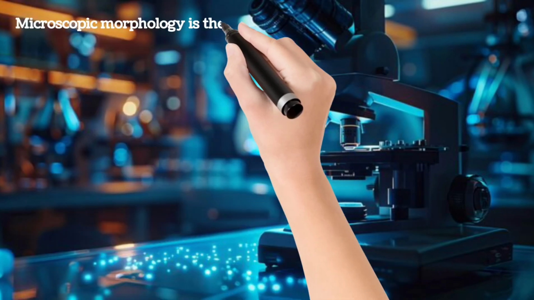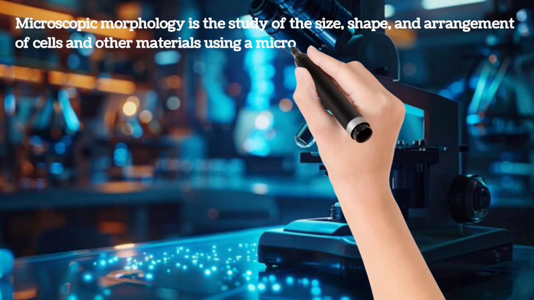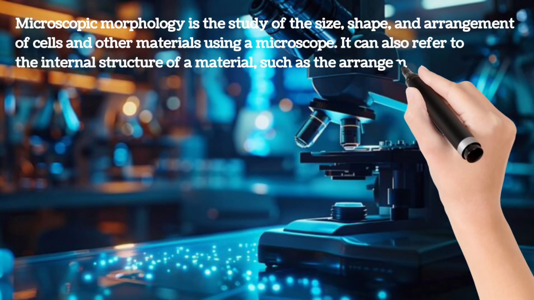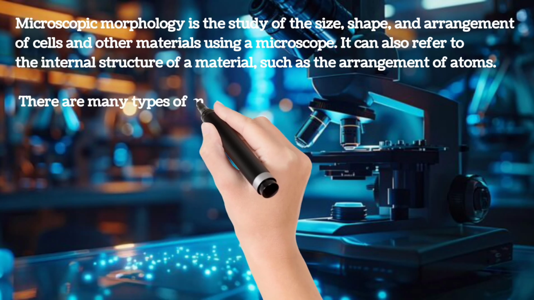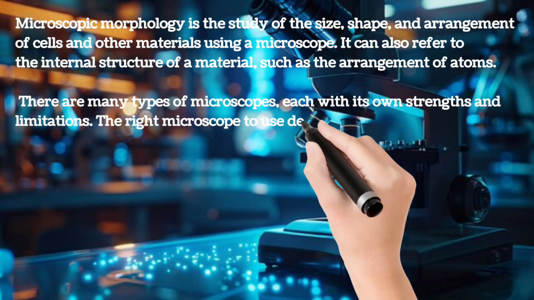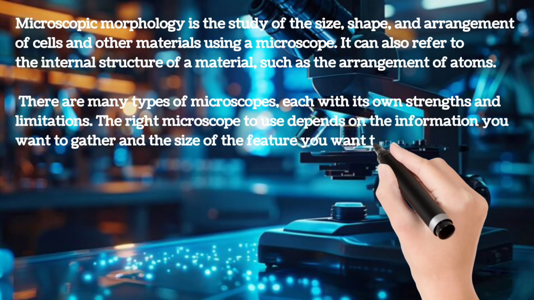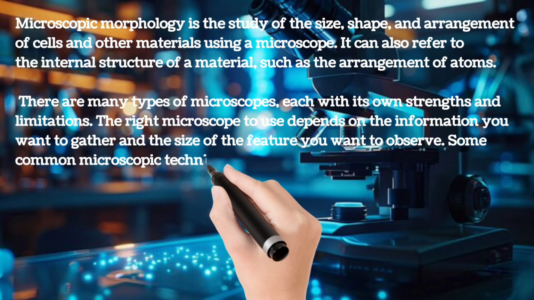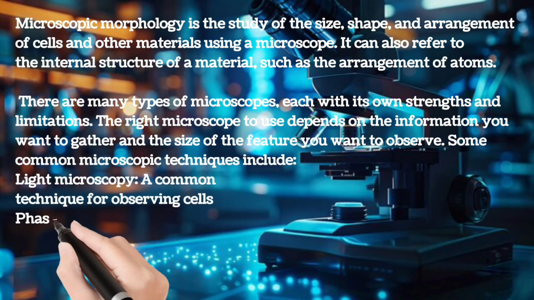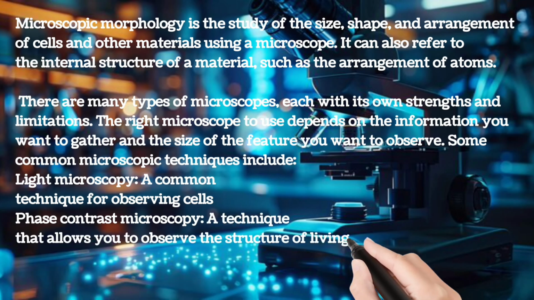Microscopic morphology is the study of the size, shape, and arrangement of cells and other materials using a microscope. It can also refer to the internal structure of a material, such as the arrangement of atoms. There are many types of microscopes, each with its own strengths and limitations. The right microscope to use depends on the information you want to gather and the size of the feature you want to observe.